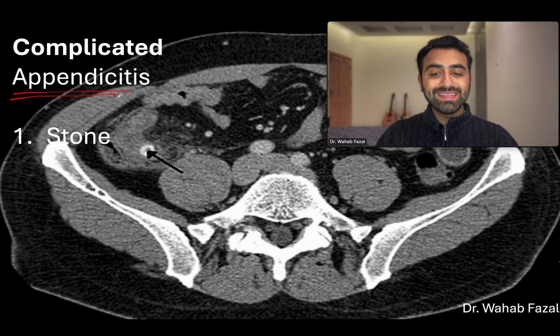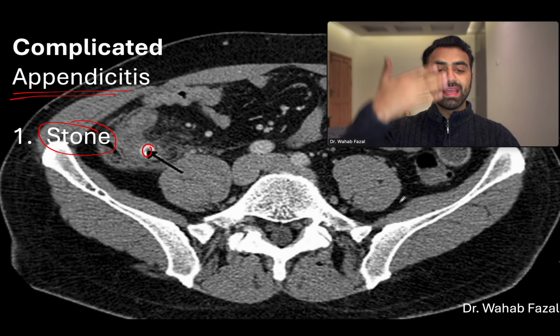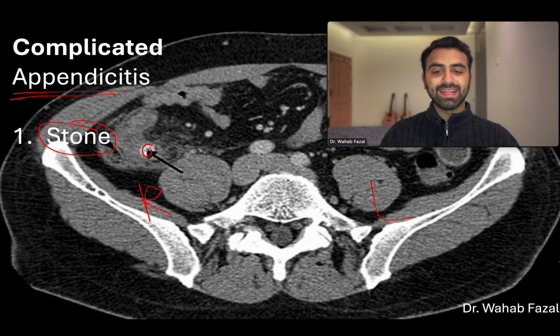You call appendicitis complicated when there is a stone inside the appendix, also called an appendicolith, like in this CT. Again, you're looking at this CT axial view from the patient's foot end. This is the left side, this is the right side. Here you see a stone. This is very white. Remember, what is white on a CT? Bone, high density things, calcified things like a stone are white. What is gray? Soft tissue is gray, like this here. And what is black? Usually fat is black, like right here, fat is black.